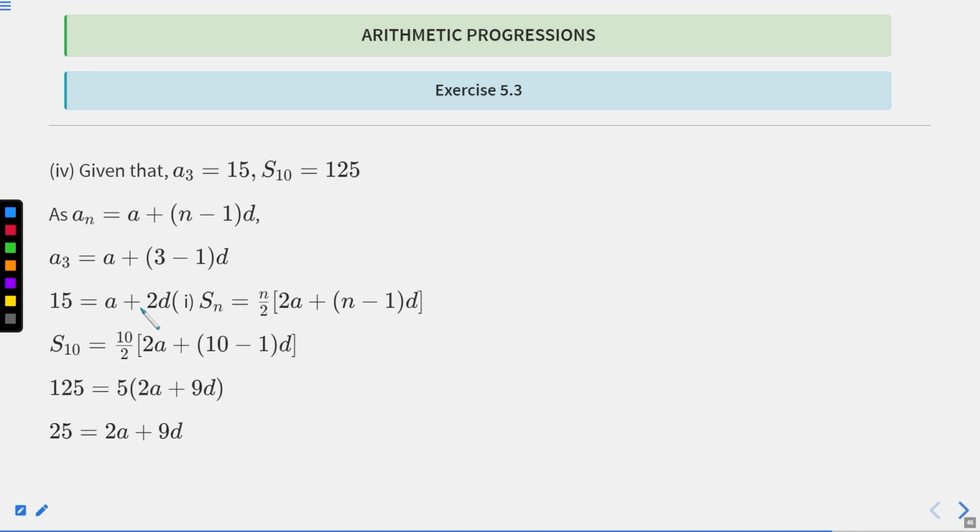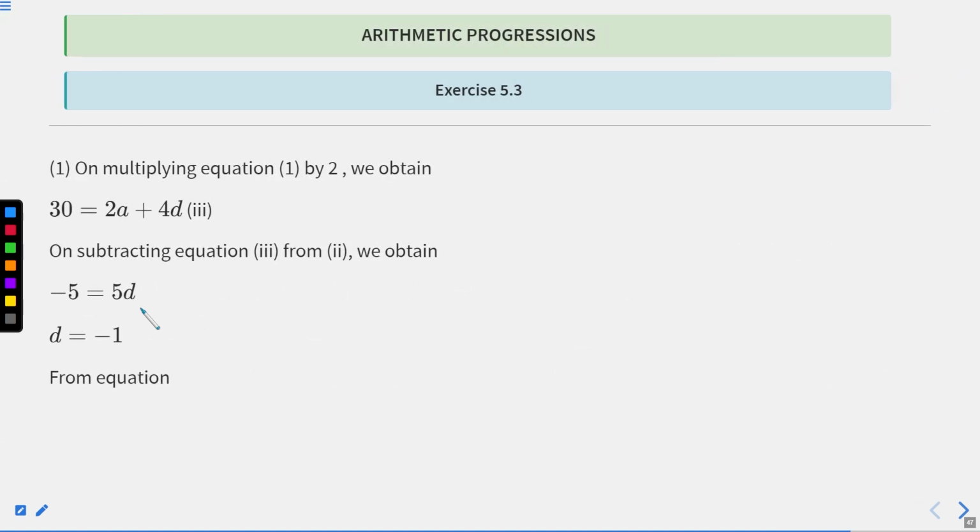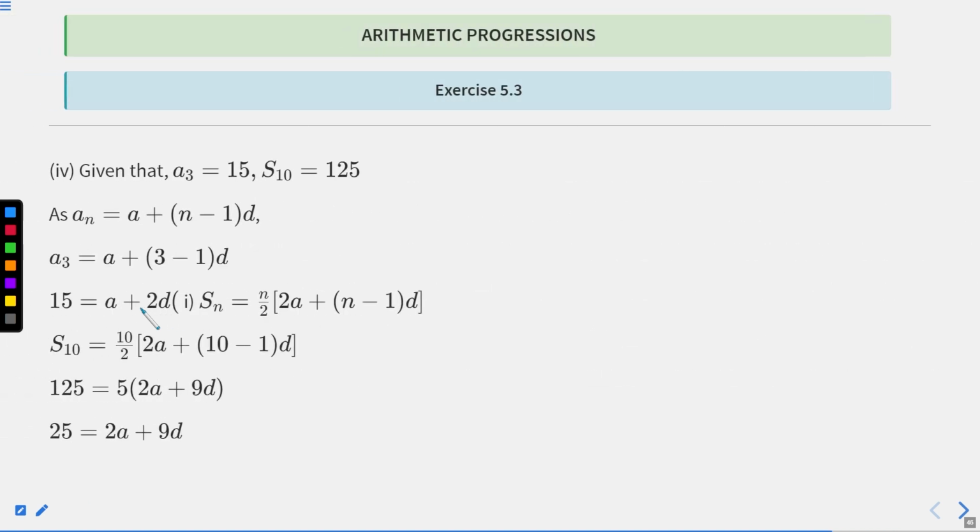Okay, and it implies 15 is equal to A plus 2D, naming this equation number 1. And we know the formula Sn is equal to n by 2 times (2A plus (n minus 1) times common difference D). Okay, S10 is equal to 10 by 2 times (2A plus (n minus 1) times D), and it implies 125 is equal to 5 times (2A plus 9D), and it implies 25 is equal to 2A plus 9D. Okay, so we get this linear equation. Here this is equation 1 and this is equation number 2.